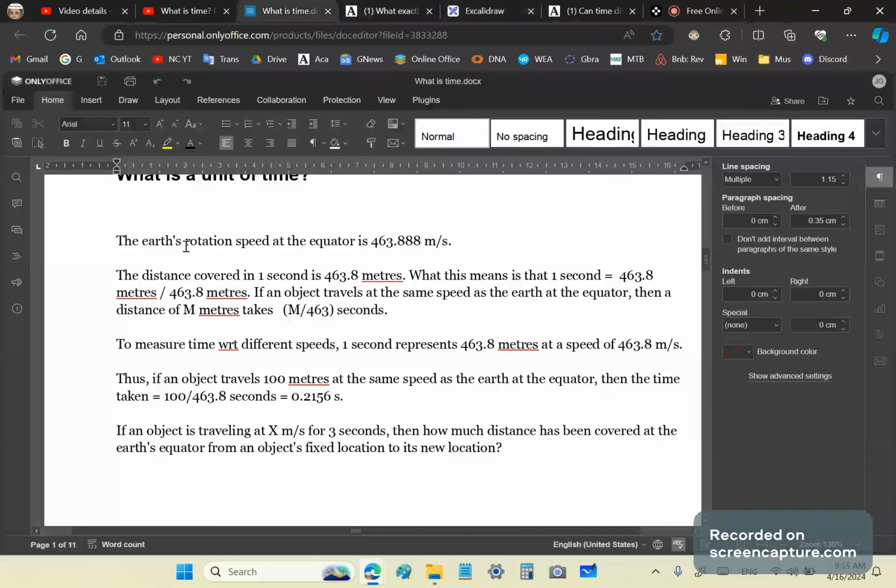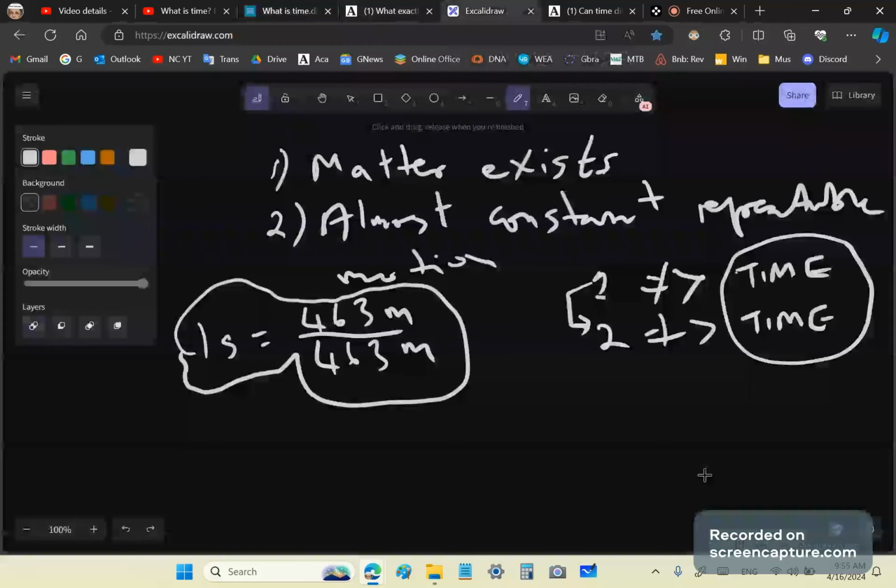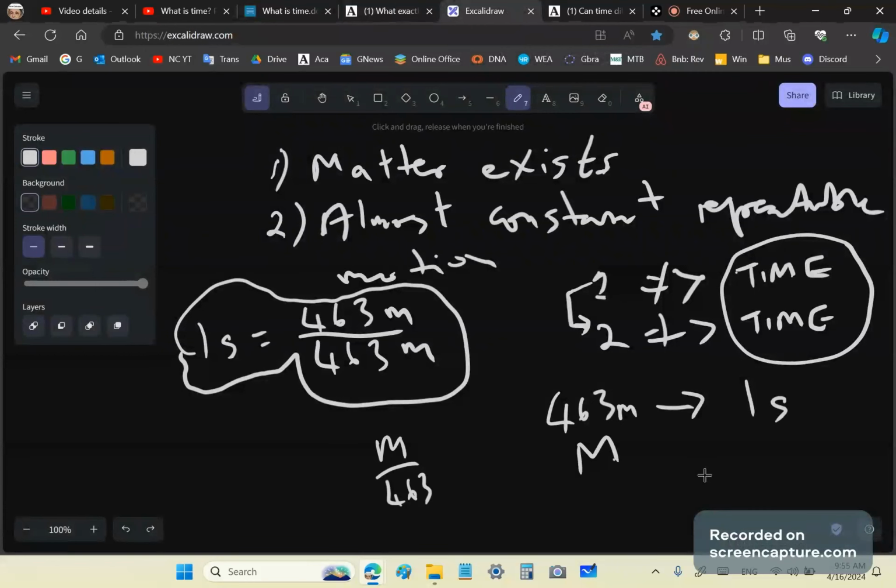All right. So that means that if you have another object that travels at the same speed as the Earth at the equator, then a distance of m meters takes m over 463. And why is that so? Well, it's just simple proportion. So if 463 meters gives you 1 second, then m meters will give you, by proportion, m divided by 463 times 1. We don't have to bother with this times 1 part. It's just m divided by 463, and the result of this will be seconds.